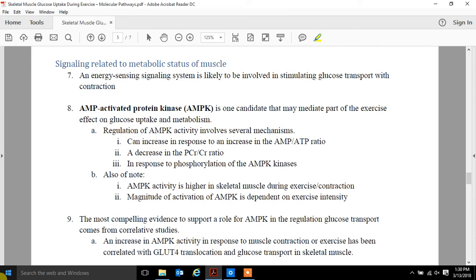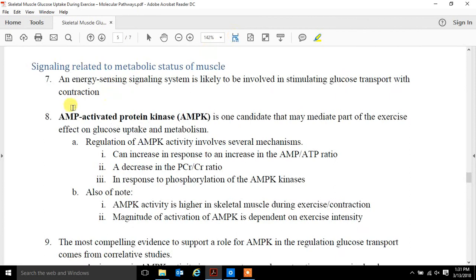Okay, so that's skeletal muscle, and just in response to exercise. But we've already identified that there's an exercise intensity and duration dependent component to this. So we need to have a signaling pathway that not only responds to just muscle contraction on its own, but also responds to the energy state or the metabolism within that cell. So that results in our statement that energy sensing signaling systems is likely to also be involved with glucose transport with contraction.